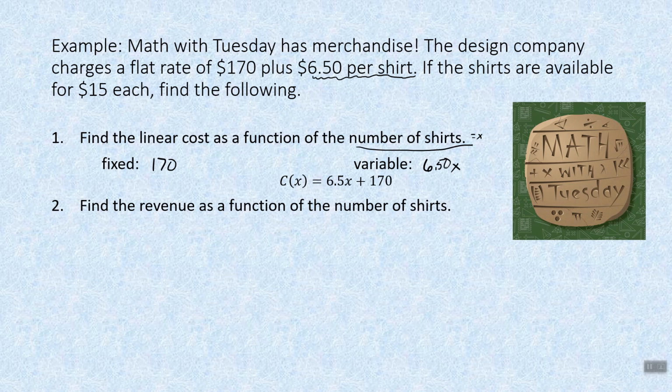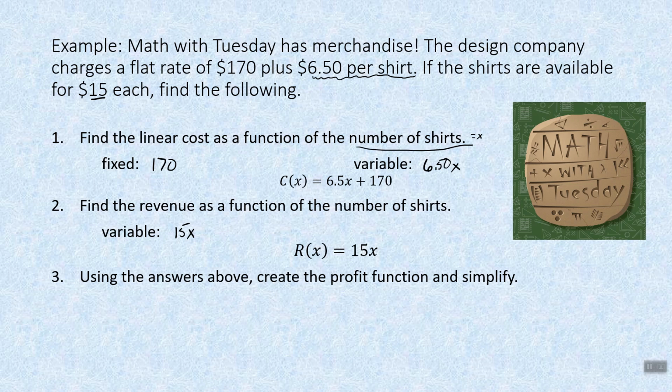Let's find the revenue as a function of the number of shirts. Well, the revenue, that's the money I make. I'm going to sell them for $15 each. $15 for every shirt, right? Variable revenue includes the variable. So my revenue is simply 15x. And I hope I sell a shirt or more.